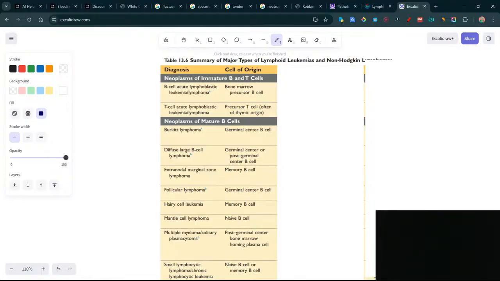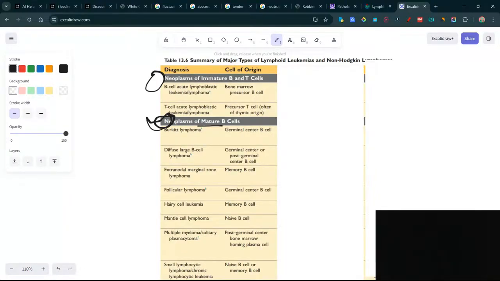What concerns me are the two categories. Okay, now this is the premature one and this is the mature one. Then in the immature one, there are B and T. So we have B cell acute lymphoblastic leukemia or lymphoma, and T cell acute lymphoblastic leukemia or lymphoma.